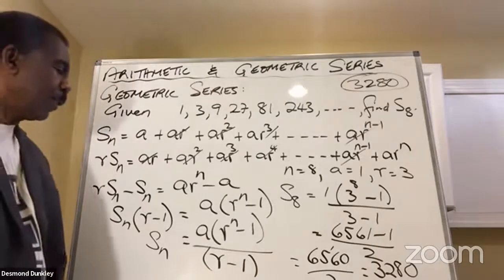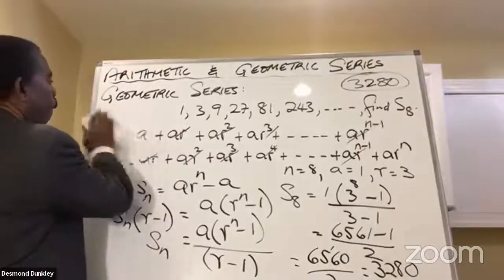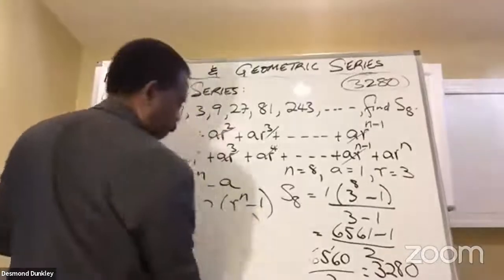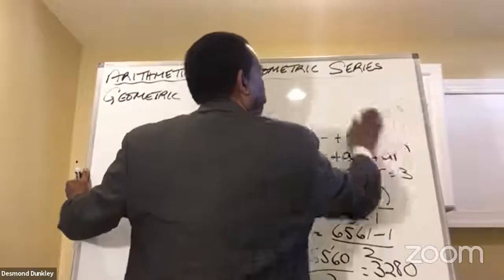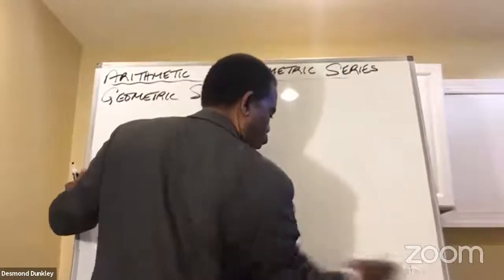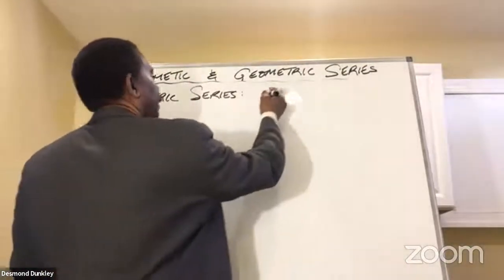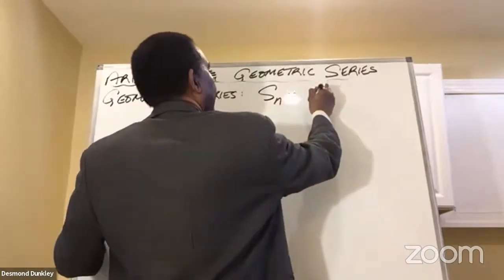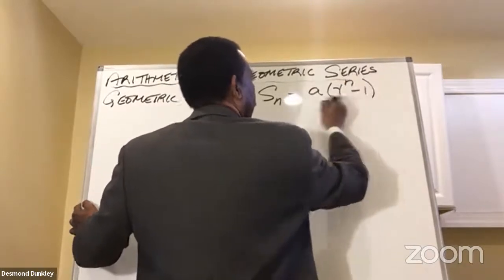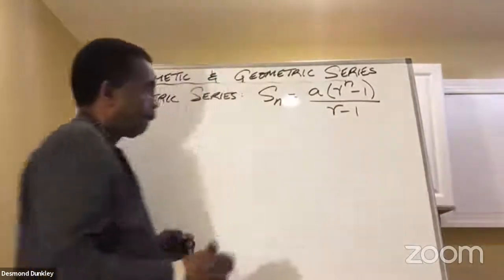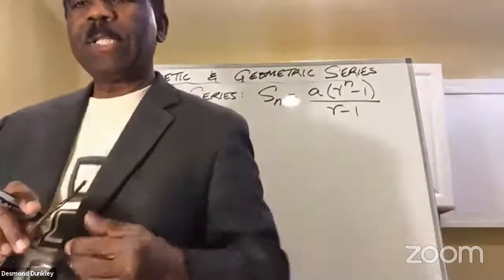Okay? So let's go to a couple examples now where we could use the formula. So again, the formula is Sn equal to A times R to the n minus 1 over R minus 1. So let me pull an example from this. I have a cheat sheet with some examples.